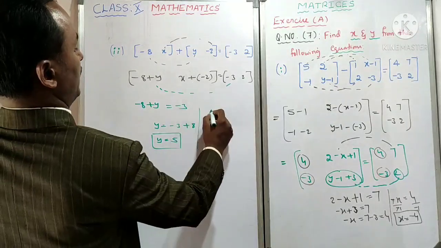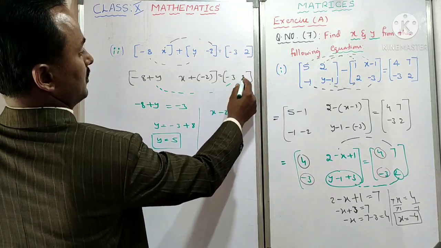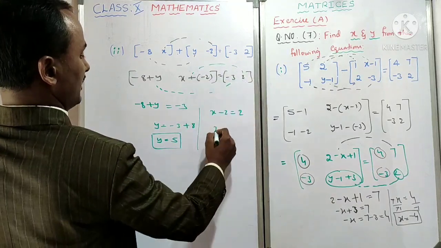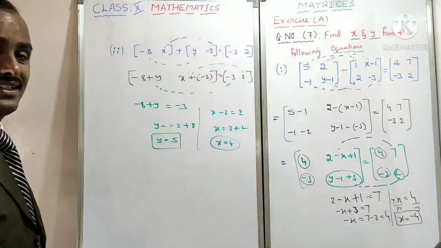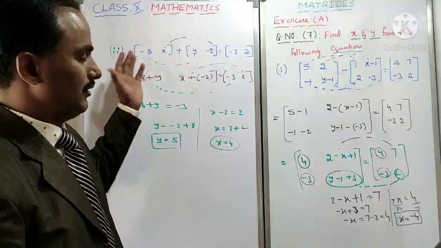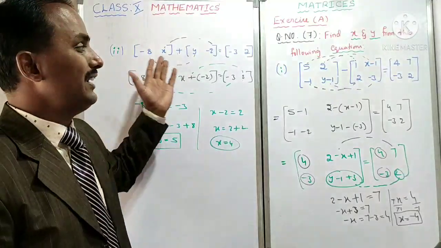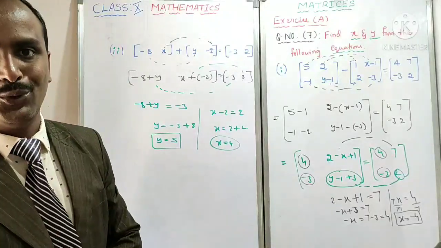Now this one, x plus minus 2 is equal to 2, this one is equated to this one. X is equal to 2 plus 2, x is equal to 4. This is how you should find the variable values from the given matrix equation. Easy, is it? I will go to the next one more.